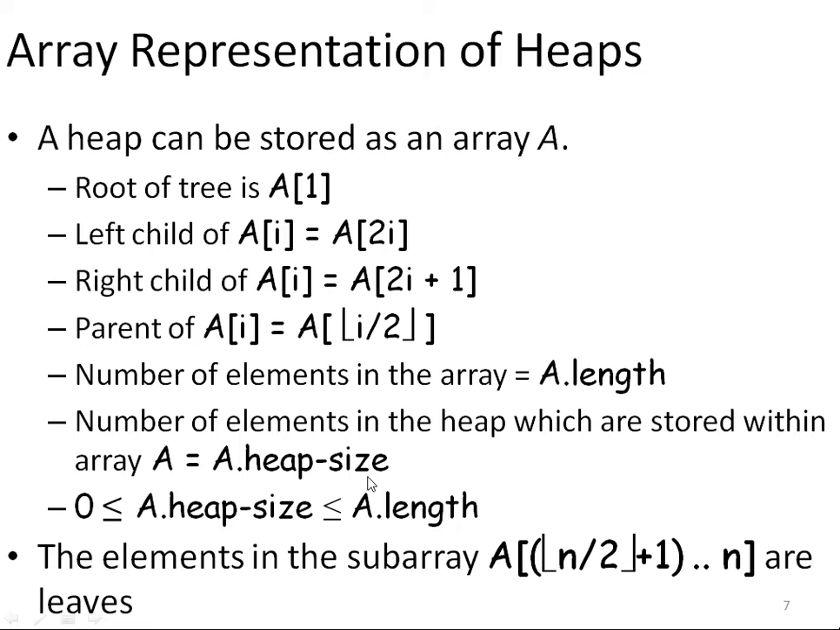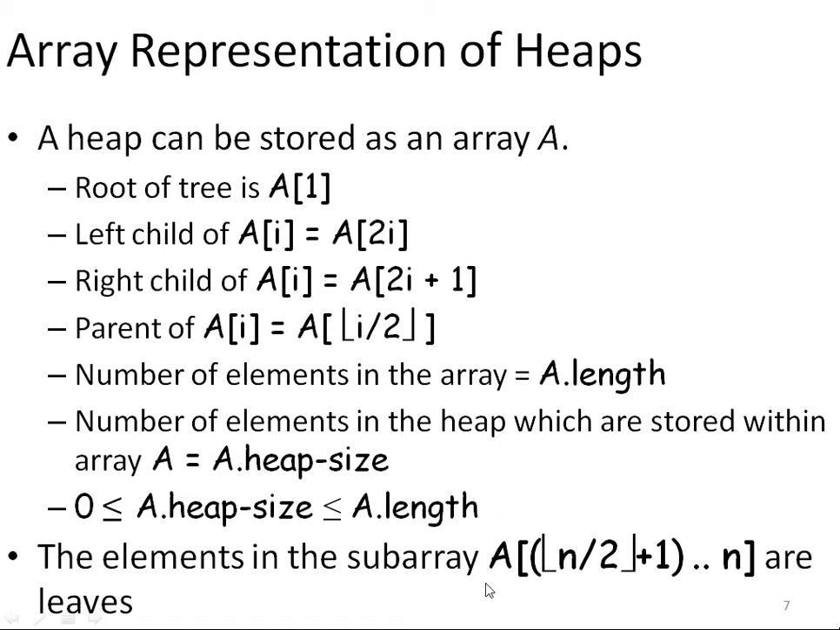In such a scenario, all the elements present from index position 1 to index position heap size will form a heap, and all the elements present from index position heap size plus 1 to the length of the array are just present in the array, but they are not forming any heap data structure. Accordingly, the variable heap size may have a value of 0, or at max a value of length, or any value in between.